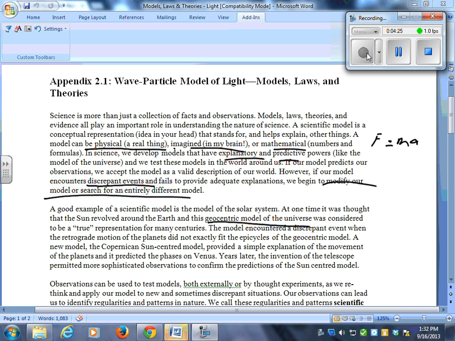No. The Earth at the center was considered to be a true representation for many centuries. The model encountered a discrepant event when the retrograde motion of the planets did not exactly fit the epicycles of the geocentric model. What do you think retrograde motion is?